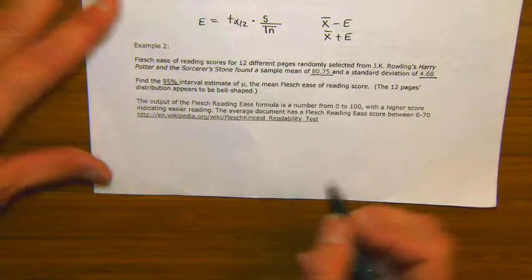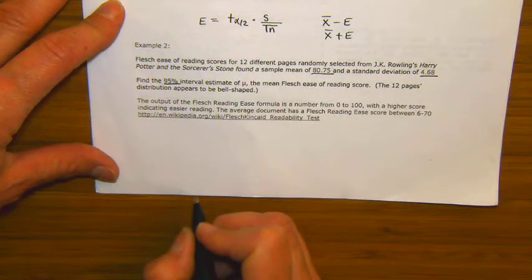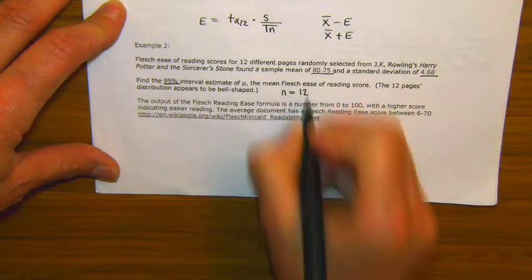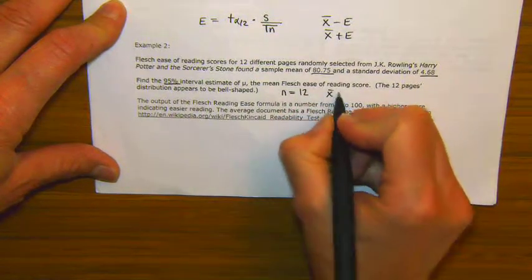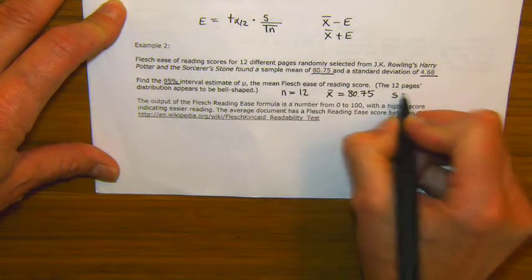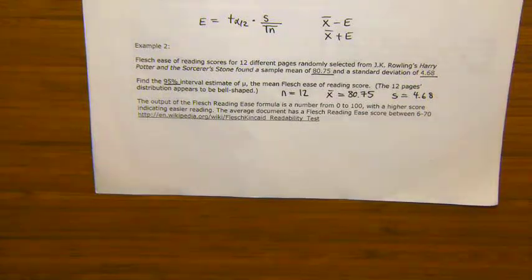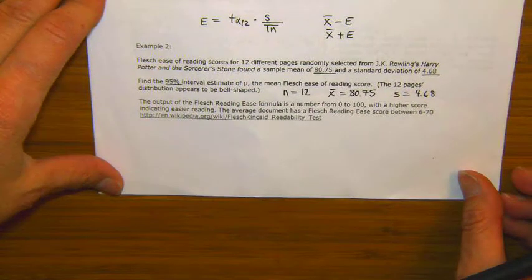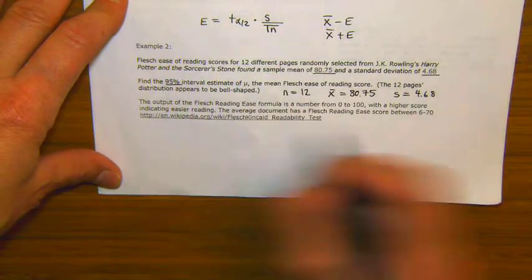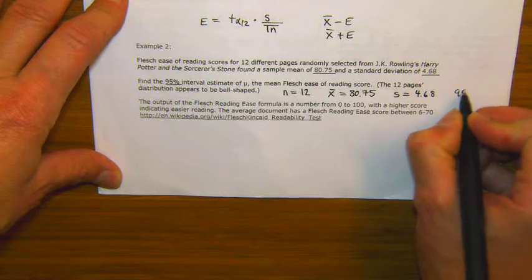Okay, so let's calculate. So we have t alpha half, and we have n equals 12. We have an x bar of 80.75, that's our sample mean, and a sample standard deviation of 4.68. You can see it doesn't specifically say, hey, this is your sample standard deviation, but it says here's our sample and that's the mean and the standard deviation. So you can assume, well, this standard deviation describes your sample. Okay, and we have a 95% confidence.